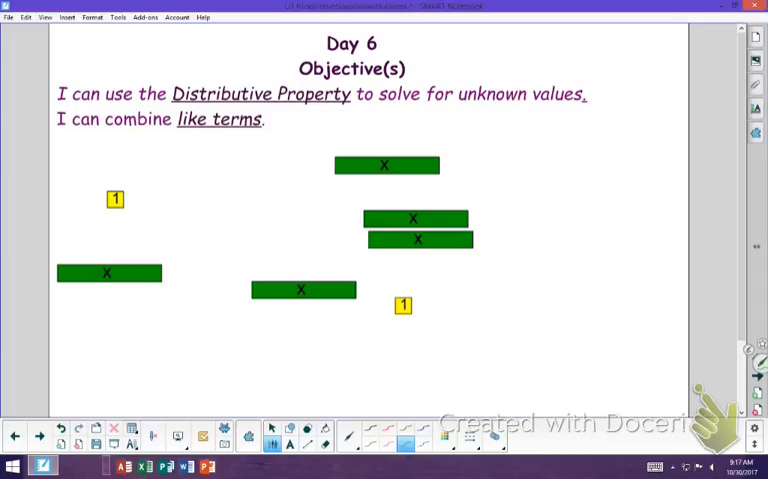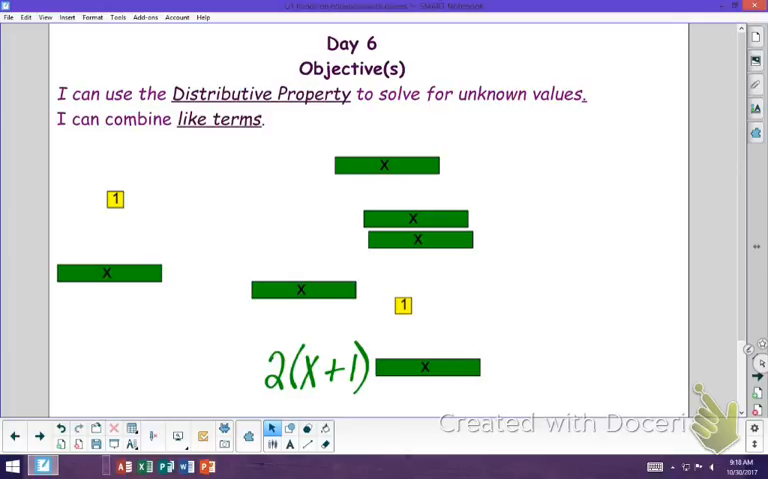If I ask you to model 2x plus 1, you would then have x plus 1, and then you need another set because the 2 tells me to double it. So I would get 2 sets of x plus 1.